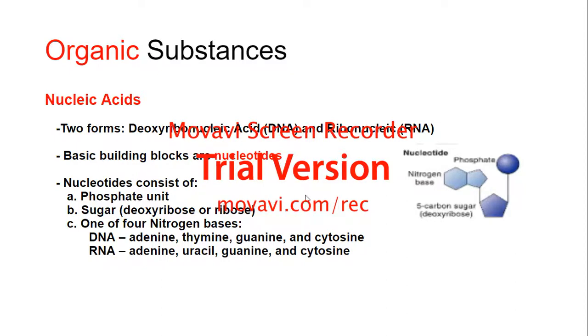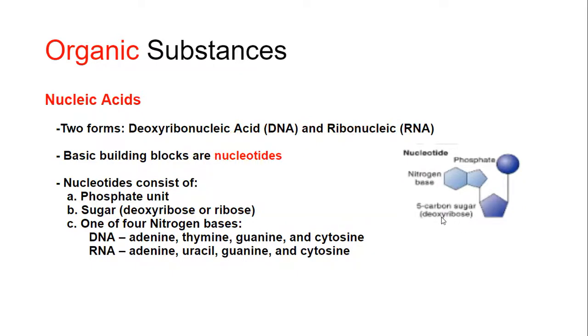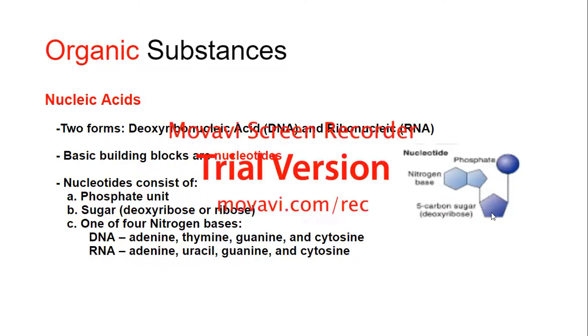Then you have a sugar. DNA has deoxyribose for its sugar. So this is the sugar right here. DNA has deoxyribose for its sugar, whereas for RNA, the sugar is going to be ribose. So DNA and RNA have different sugars.